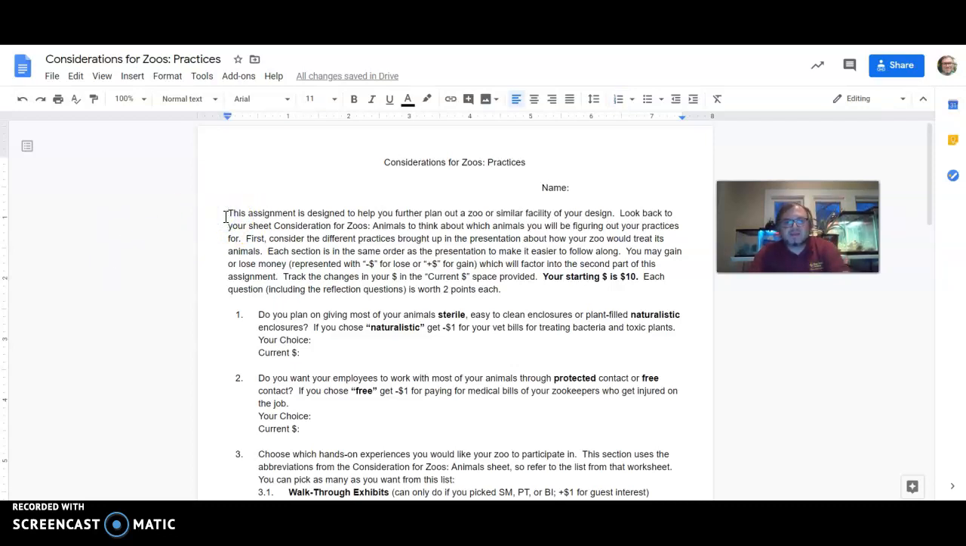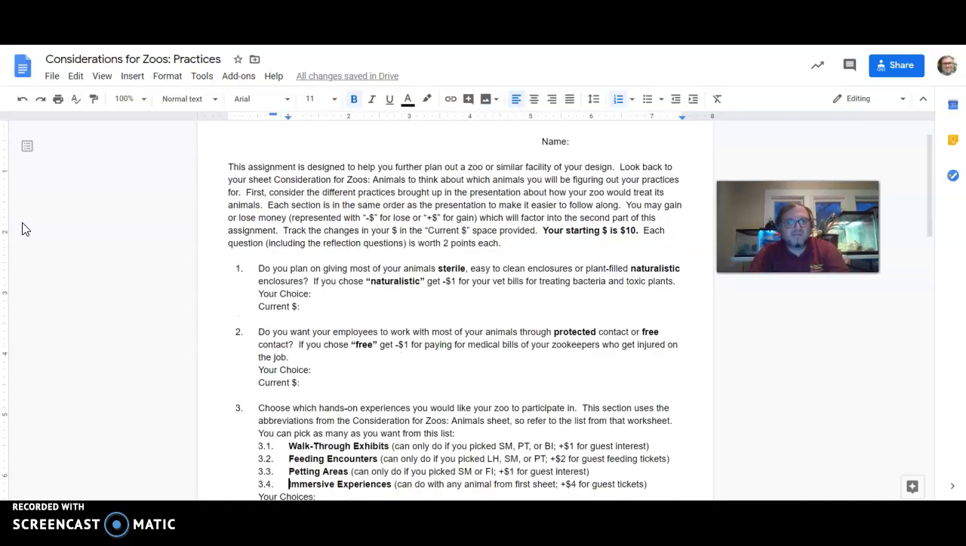So this assignment is designed to help you further plan out a zoo or similar facility of your design. Look back to your sheet, Consideration for Zoos Animals, to think about which animals you will be figuring out your practices for. First, consider the different practices brought up in the presentation about how your zoo will treat its animals. So again, these correlate with these questions down here. Each section is in the same order as the presentation to make it easier for you to follow along.